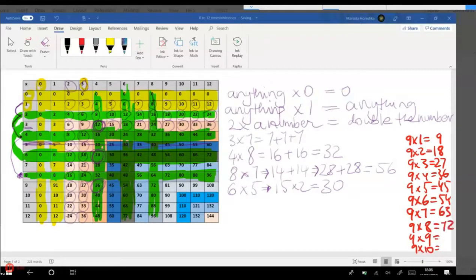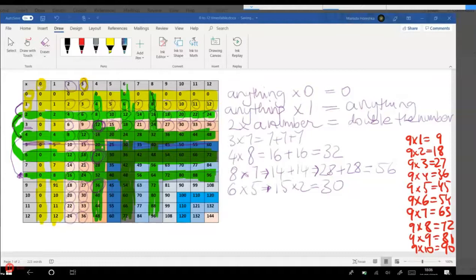63, 72, 81, and 90. So what do you notice? The units in the answers, such as 9, 8, 7, 6, 5, 4, go down by 1 every time. And the tens within the answers, like 1, 2, 3, are going up by 1 each time. So that's a nice and useful pattern for when you've got to do them in a row or write them in a column.